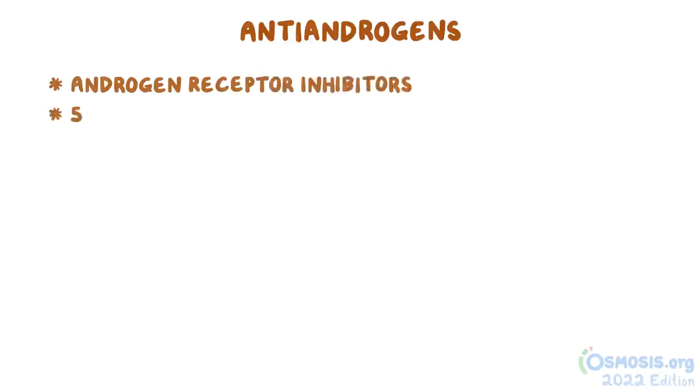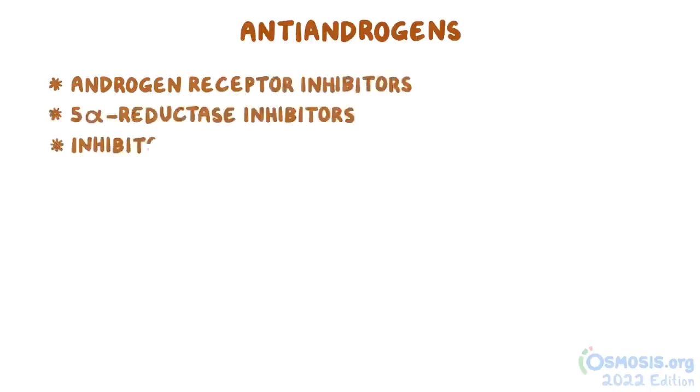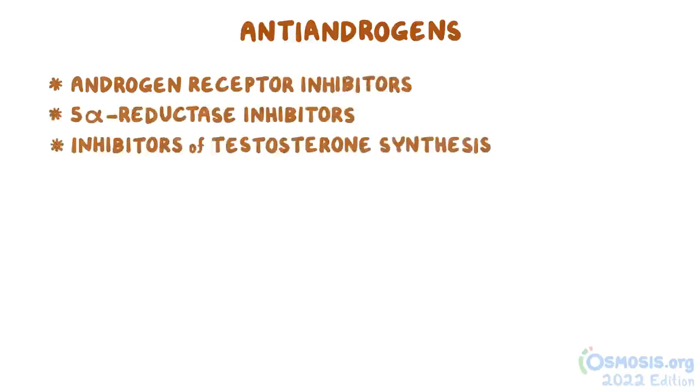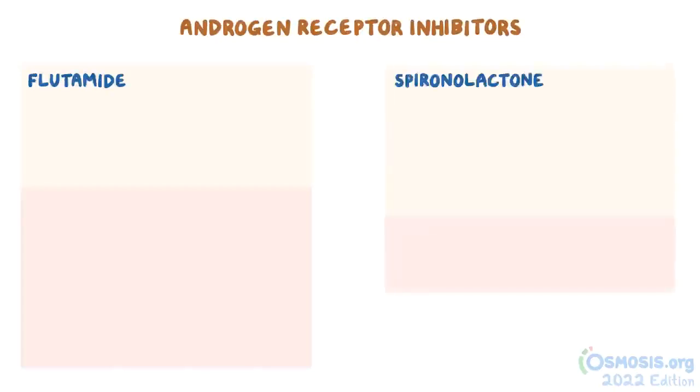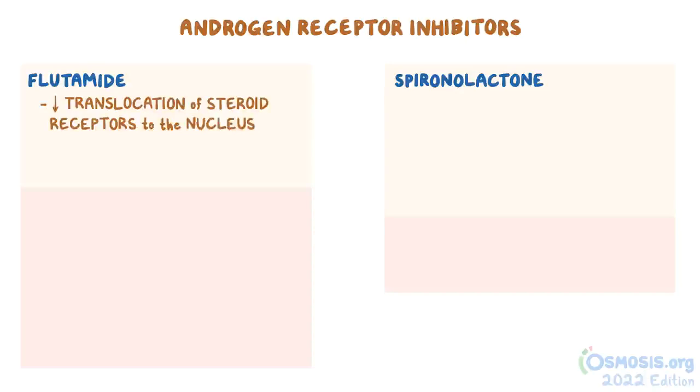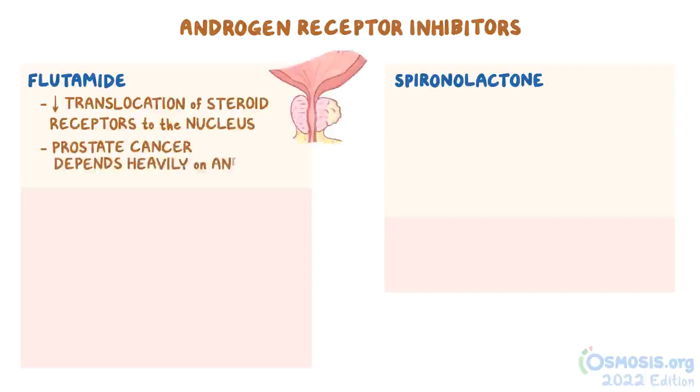Okay, switching gears and moving on to anti-androgens, which include androgen receptor inhibitors, 5-alpha reductase inhibitors, and inhibitors of testosterone synthesis. Let's start with androgen receptor inhibitors, which include flutamide and spironolactone. Flutamide is a non-steroidal competitive antagonist of androgen receptors that inhibits the translocation of steroid receptors to the nucleus. It's used in the treatment of prostate cancer in order to decrease the action of endogenous androgens, since prostate cancer cells depend heavily on androgens for survival early in the course of the disease.